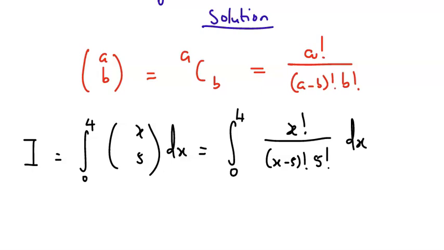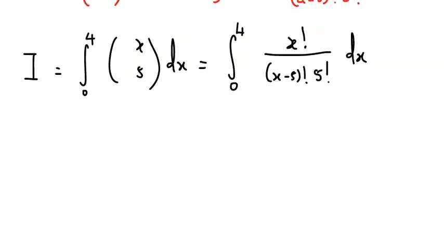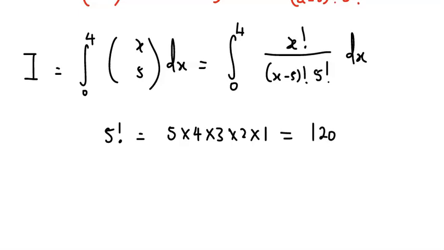So we know 5 factorial is 120. That is 5 times 4 times 3 times 2 times 1, I think, right? So 5 factorial is equal to 5 multiplied by 4 multiplied by 3 multiplied by 2 multiplied by 1, and that is equal to 120. So I is going to be equal to 1 divided by 120, then multiplied by the integral from 0 to 4.